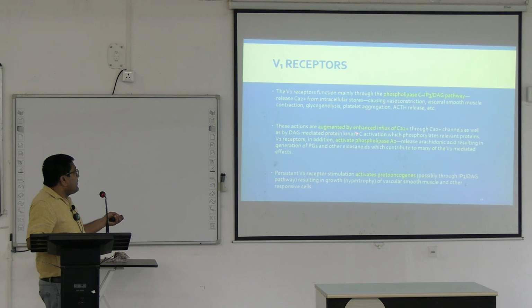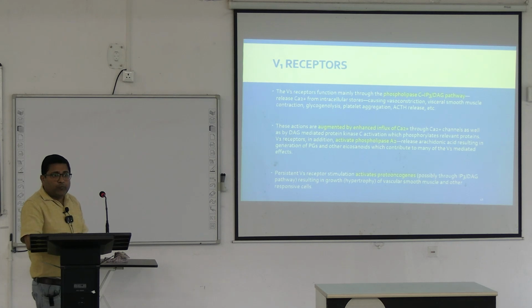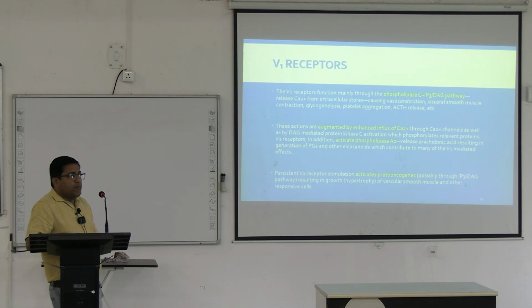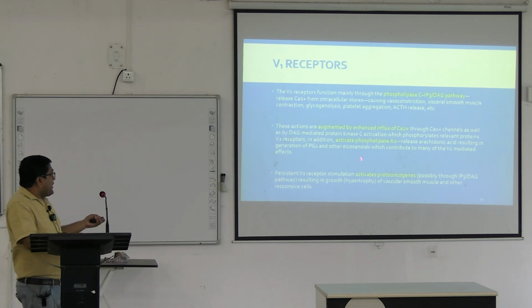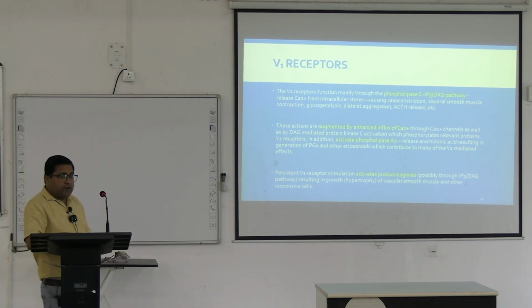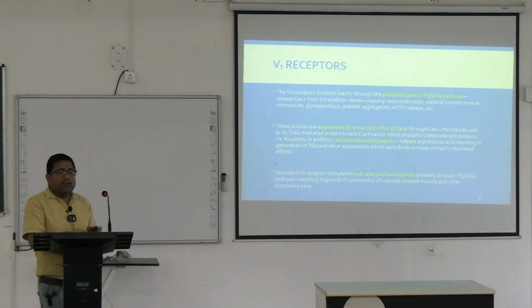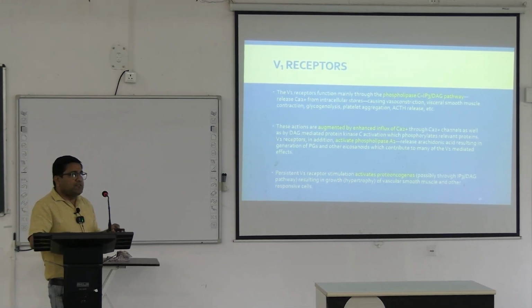These actions are augmented by enhanced influx of calcium. Again, by activating phospholipase A2, these V1 receptors increase formation of arachidonic acid from the membrane phospholipid, resulting in increased formation of prostaglandins and other eicosanoids, which contribute to many of the V1 mediated effects. Now, persistent V1 receptor stimulation will cause vascular smooth muscle hypertrophy.